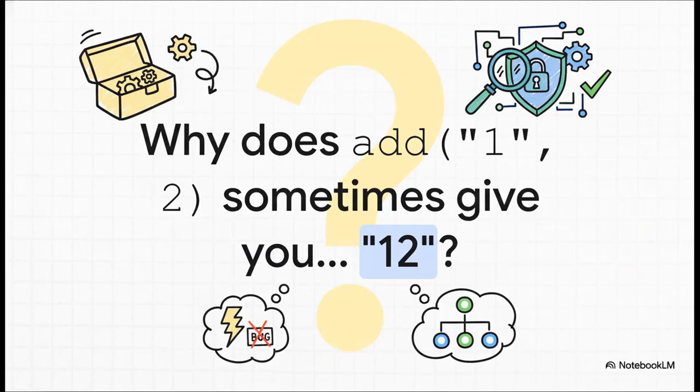To really get the difference, let's start with a bug that I'm pretty sure every single one of us has stumbled upon. You've got a simple add function. You think you're adding two numbers, but whoops, you accidentally pass in a string. And instead of getting 3, your code gives you back the string 12. It's just a classic sneaky runtime bug that can fly under the radar until it's way too late.